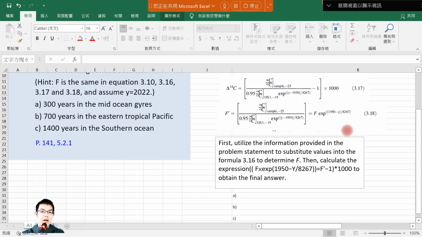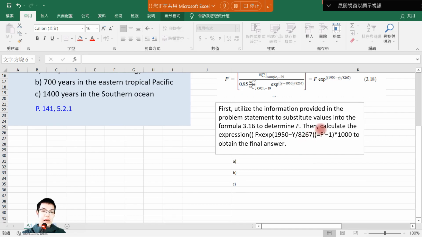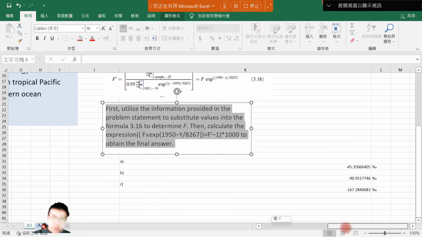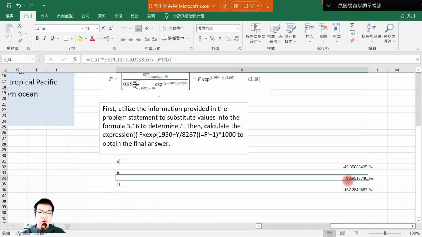First, utilize the information provided in the problem statement to substitute values into formula 4.60 to determine F. Then calculate the expression F times the expression (1950 minus Y) divided by 8033, equal to F prime minus 1, times 1000 to obtain the final answer. And my final answer is the following.